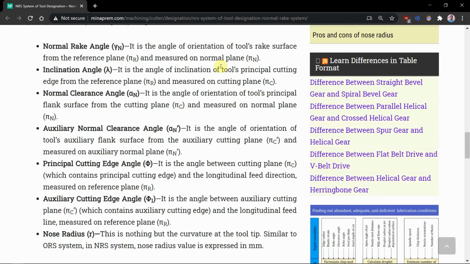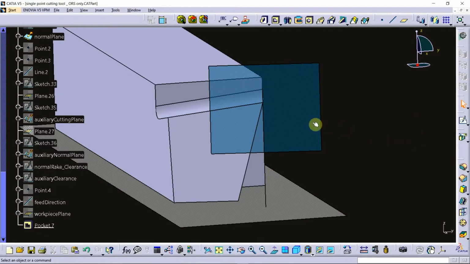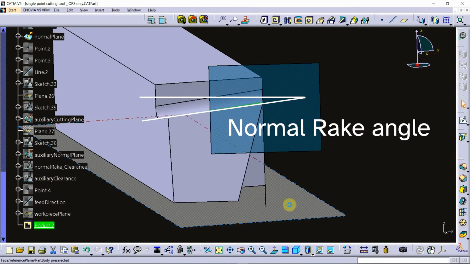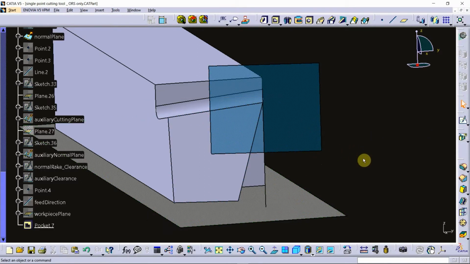Again, let's go back to the definition. It is the angle of orientation of the tool's rake surface from the reference plane. The angle between this rake surface and the reference plane is called the normal rake angle.